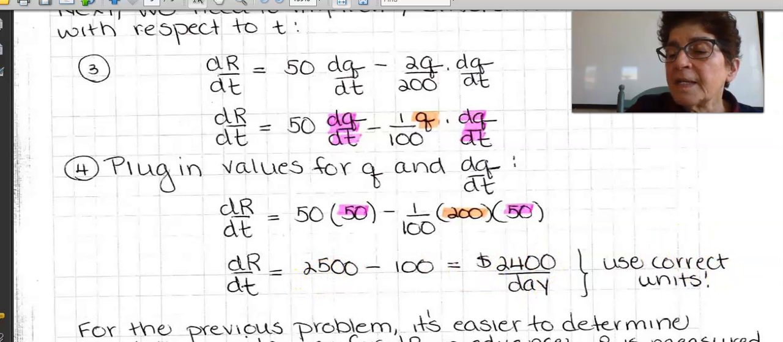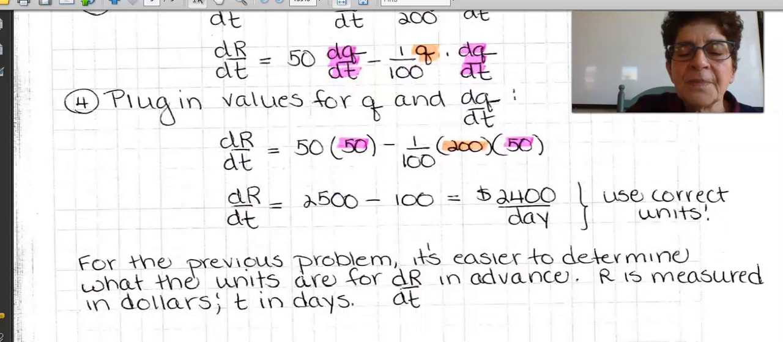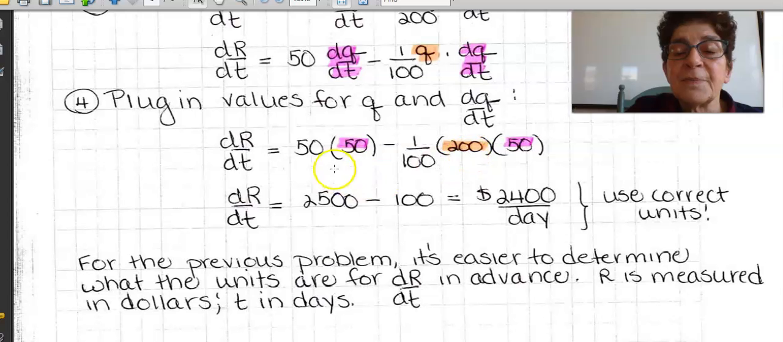Again, it's really important in these problems to use the correct units and the correct sign on your rate. Here, my revenue is increasing, and it's increasing at the rate of $2,400 a day when I make and sell 200 cases of peanuts, and that production rate is increasing at the rate of 50 cases per day.